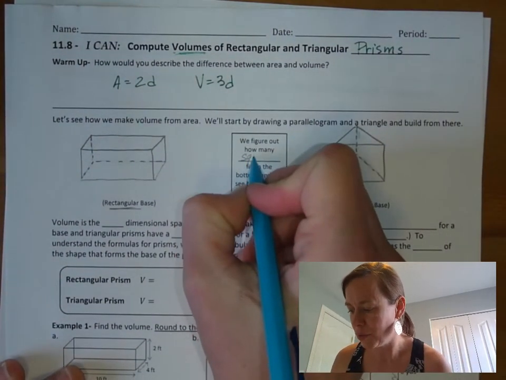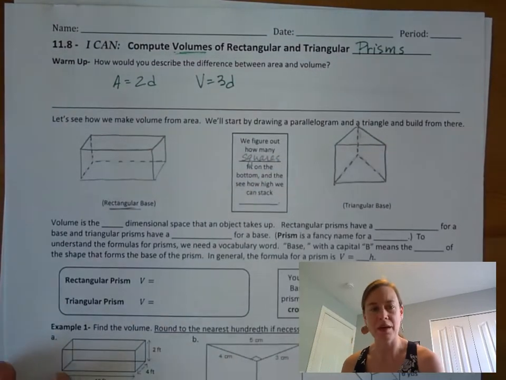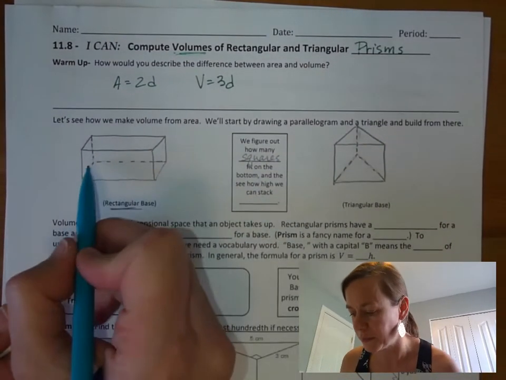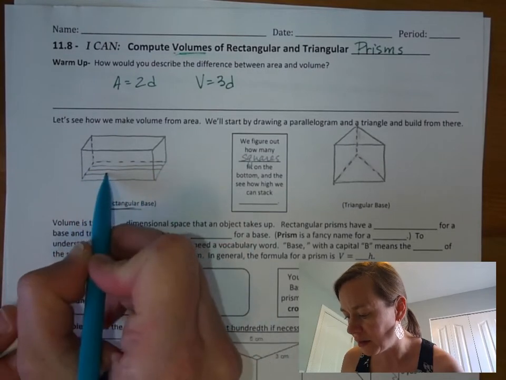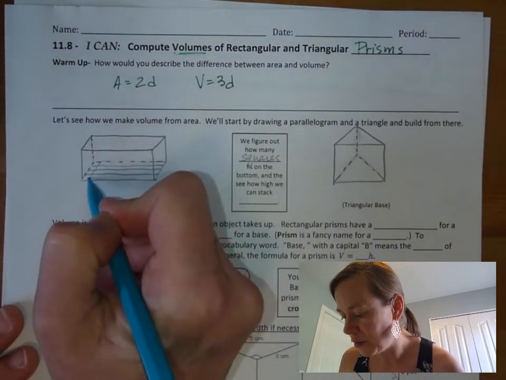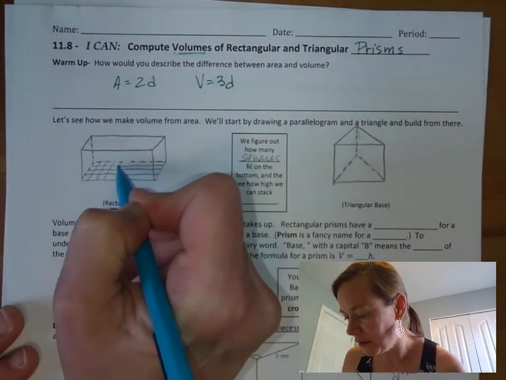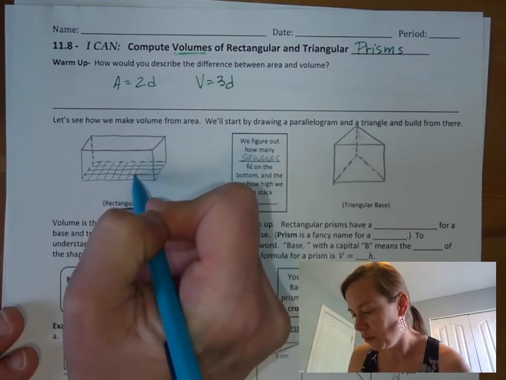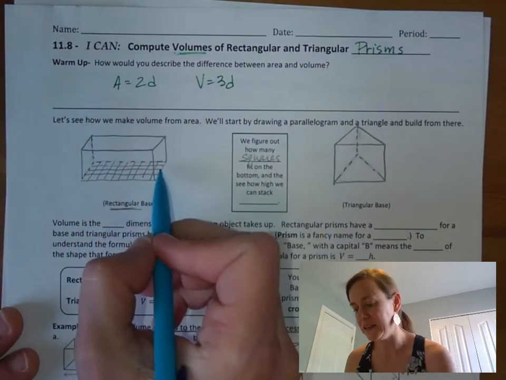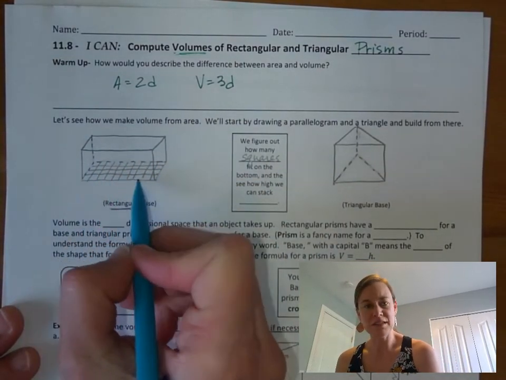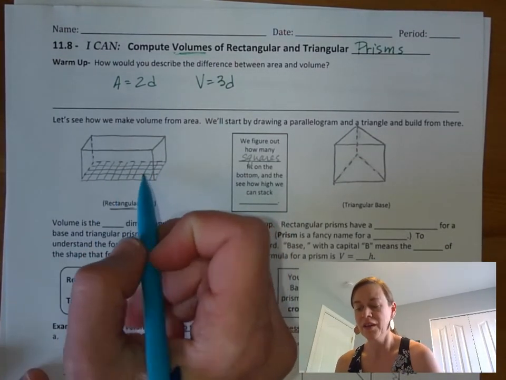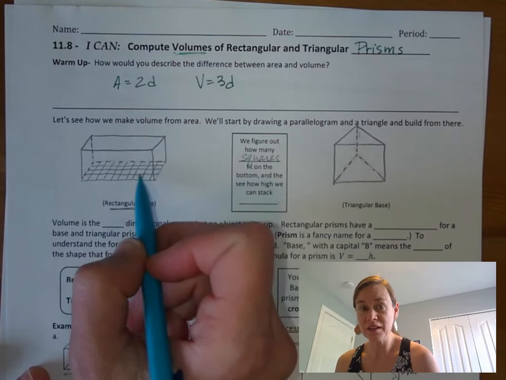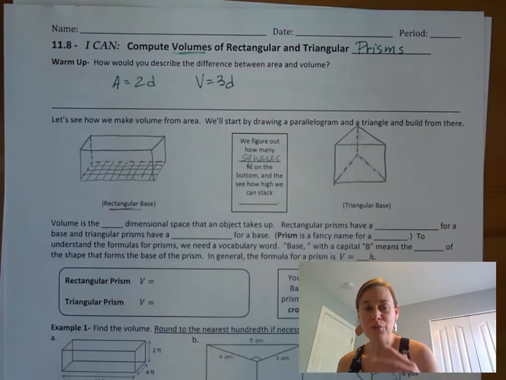Okay, so when we're talking about how many squares fit on the bottom, like look at this rectangular prism, you would just want to figure out how many squares fit in there. This is another way to say something that you're very familiar with. In other words, we are finding the area of this shape right here. The area, the two-dimensional area of the bottom. Once we know how many squares fit on there, we're going to see how high we can stack them, and then that's going to tell us the volume.